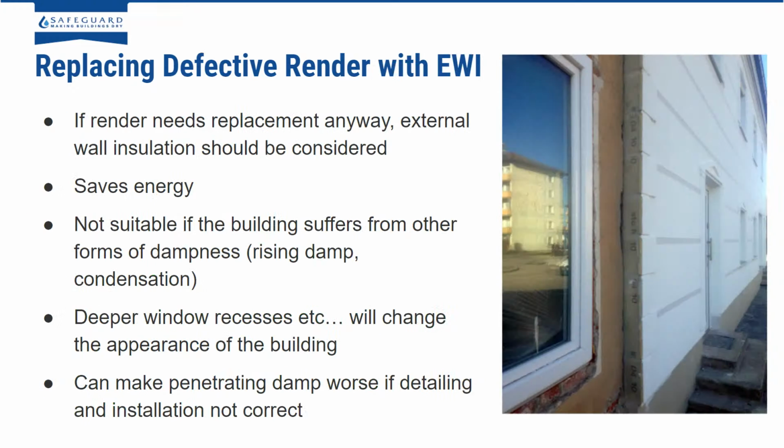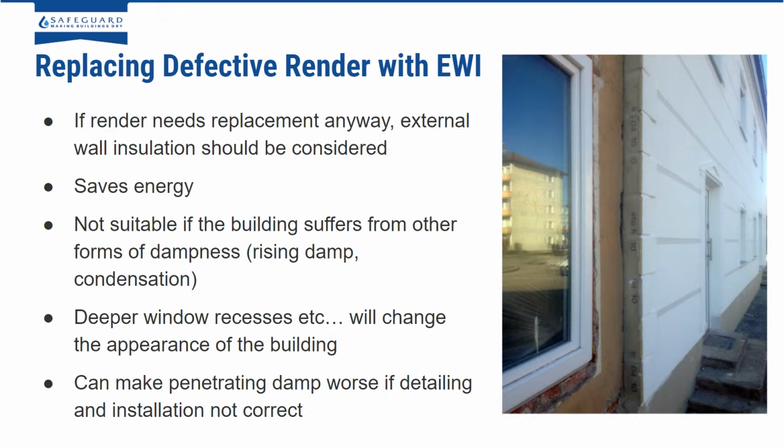So one of the other ways of repairing defective render is with EWI, external wall insulation. This is a good way, especially in the new energy world that we live in, of saving energy. Just be aware that it's not suitable if buildings suffer from other forms of dampness, because if the insulation gets wet, then it won't reach its full potential in terms of its energy saving properties. It can also be hard to accommodate in areas where there are deep window recesses. And it will change the appearance of the house, so the homeowner must be made aware of that, and permission must be granted too.